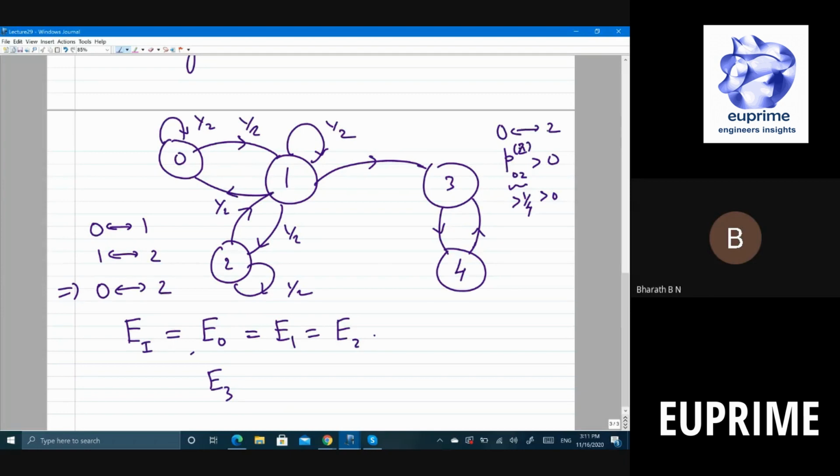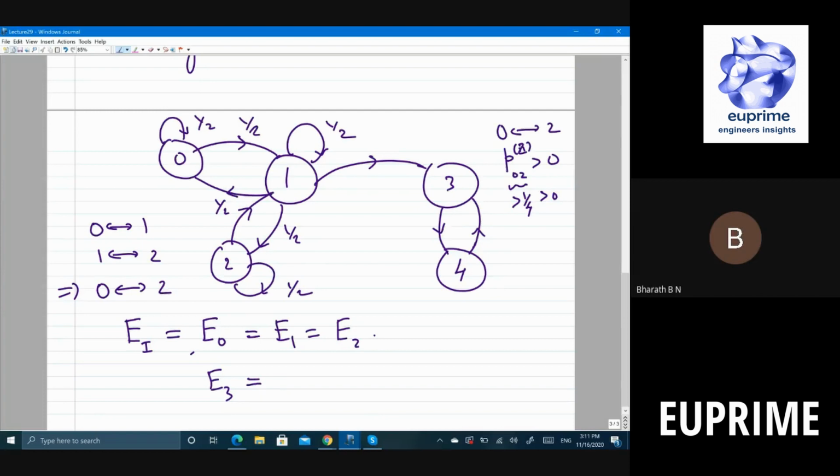And similarly, 2 can communicate with 0. Why? I can start at 2 and go to 0 in 2 steps with the probability of at least 1 by 4, which is greater than 0. Therefore, 0 can talk to 2 and 2 can talk to 0, so they communicate with each other. Do you agree? Okay. So it's not about communicating in one step. It's communicating in n steps, any n. That's very clear. Okay, fine.